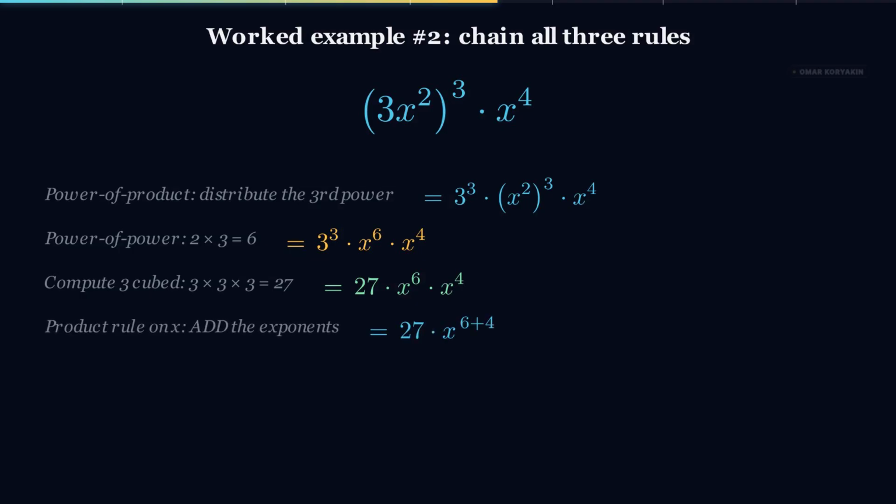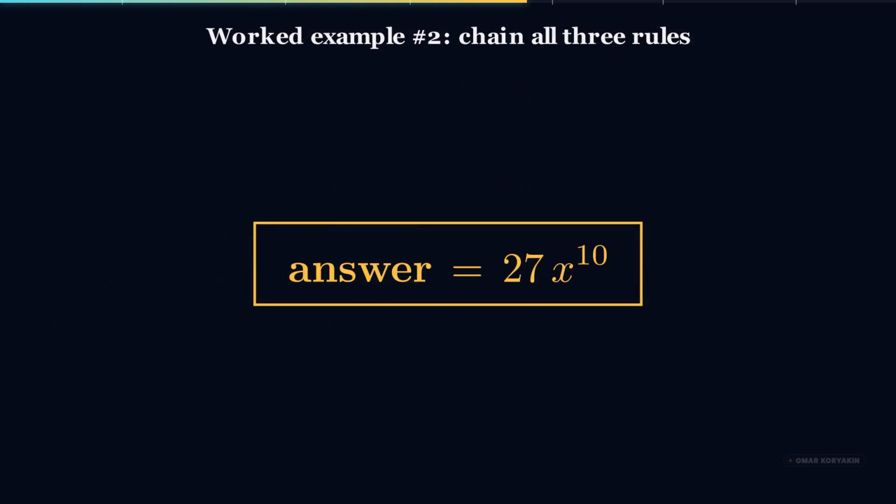Step 4. Apply the product rule to the two powers of x. The same base x appears twice with exponents 6 and 4. The product rule says add the exponents, giving x to the power of 6 plus 4. Step 5. 6 plus 4 equals 10, so the expression simplifies all the way down to 27 times x to the 10th power. Three different rules applied in sequence, one rule per step, each one removing exactly one piece of structure from the original expression. So the final answer is 27x to the 10th.